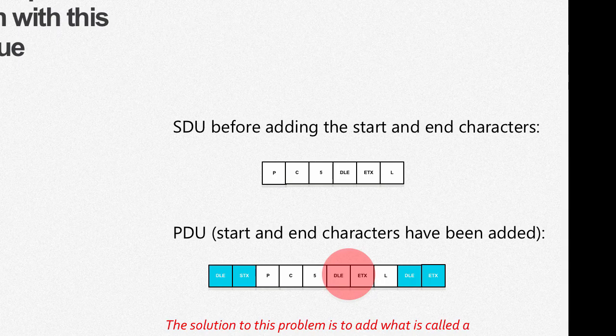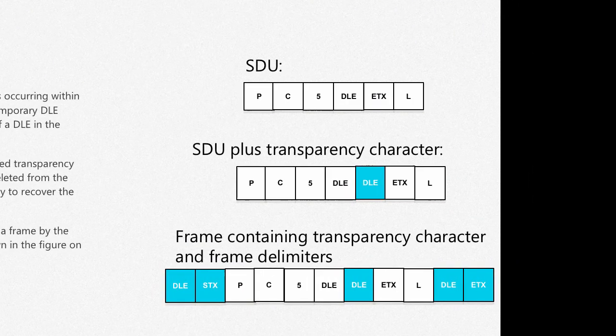The solution to this problem is to add what is called a transparency character, which will be illustrated in the next slide. Here, we will concentrate on the figure on the right. Notice that the top contains 6 characters: PC5 DLE ETX L. It is that DLE ETX that poses a problem. If we use the transparency technique, layer 2 will see that there is a DLE in the SDU, and it will insert an extra DLE immediately after it. That is marked here in blue. It will finally add the markers for the beginning and the end of the frame, DLE STX and DLE ETX, as shown in this figure.